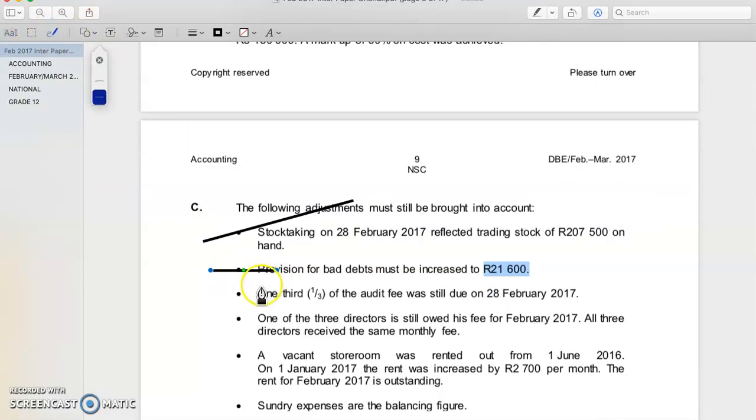And oh, this one can be so confusing because of this. Okay, and it says 1/3 of the audit fee was still due. Okay, so we know when we say still due, we're dealing with an accrued expense and we need to add it to the audit fee we already have. So 1/3 was still due on the 28th of February. So we need to add 1/3.